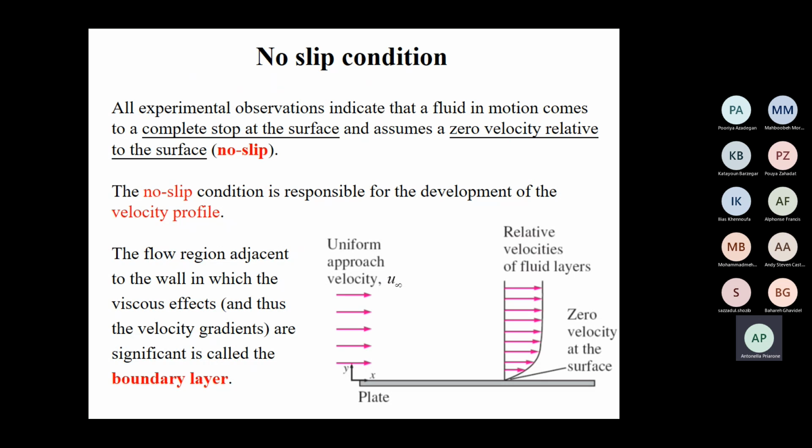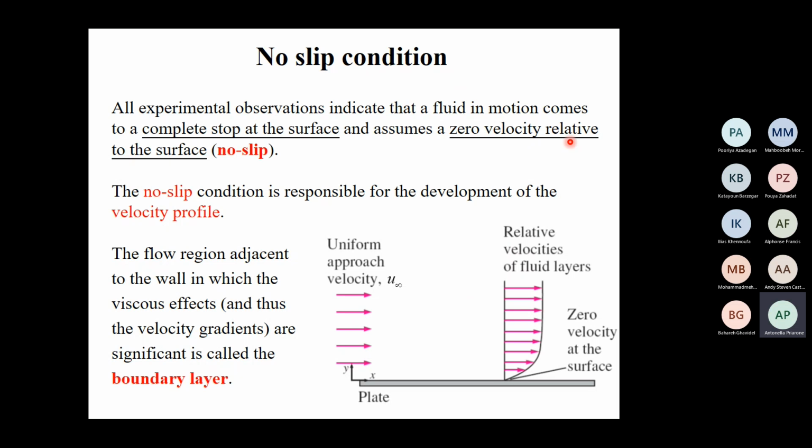First of all, we introduce the no-slip condition. If we observe a motion of a fluid on a surface, we can observe that at the surface, the fluid is motionless. That means I have zero velocity relative to the surface. The system that I will consider is always this one. y is the axis normal to the plate, x is the axis parallel to the plate. So for y equal to 0, the velocity of the fluid is always equal to 0. This is called the no-slip condition.